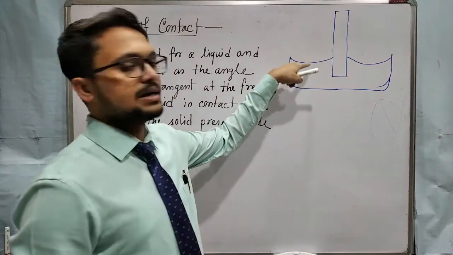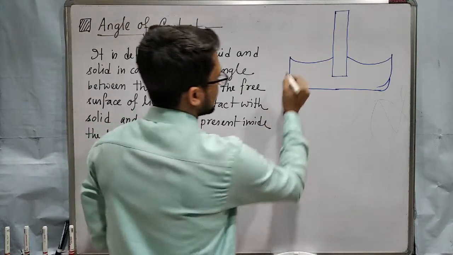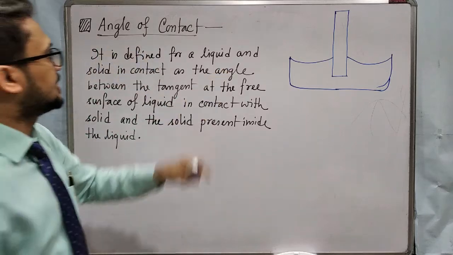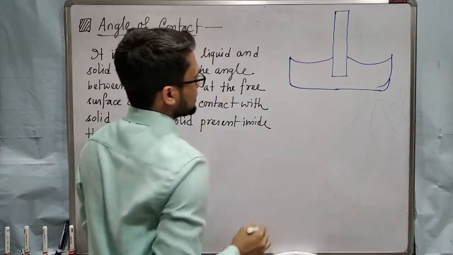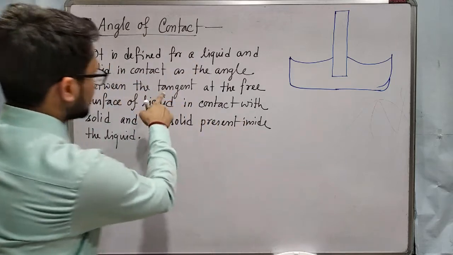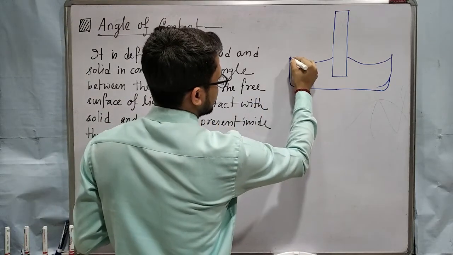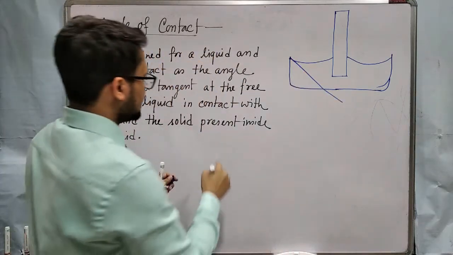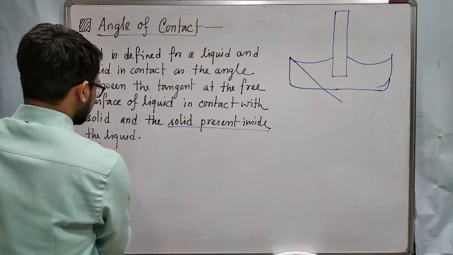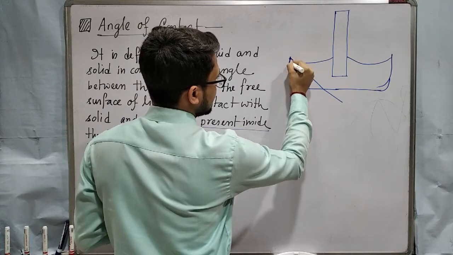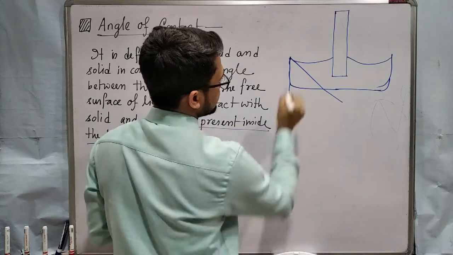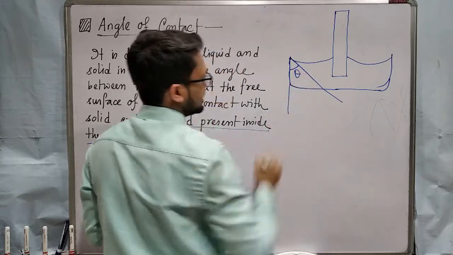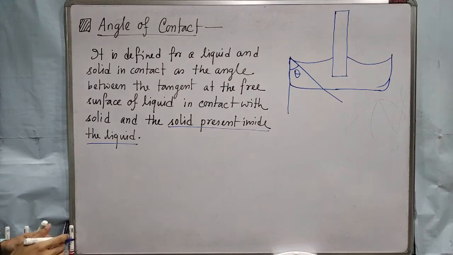That means concave up. So here suppose you want to find the angle of contact at this point. How will you find it? We will draw a tangent at this point which is in contact with the solid. So this is the tangent, and another line will be the solid present inside the liquid. So this angle is called the angle of contact, theta.